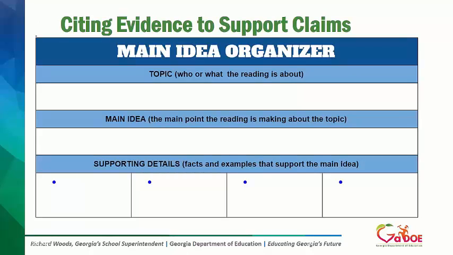Another thing I use is graphic organizers, and this one is citing evidence to support claims.